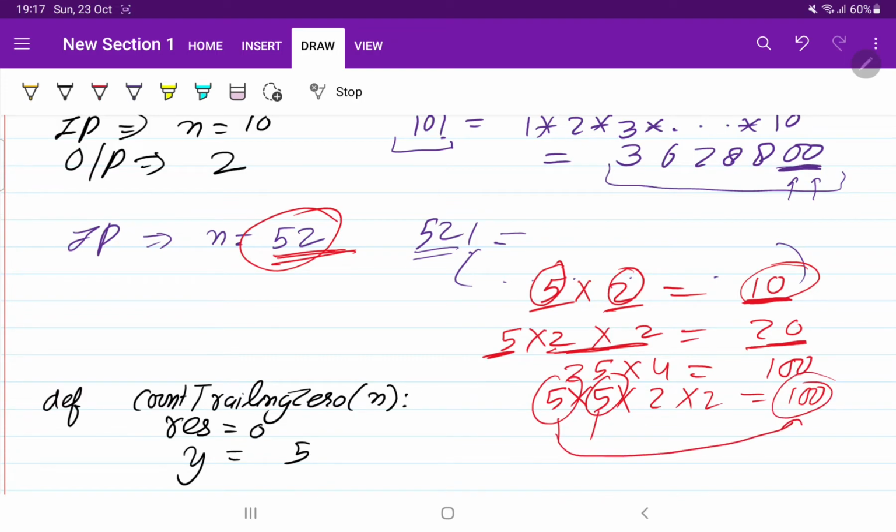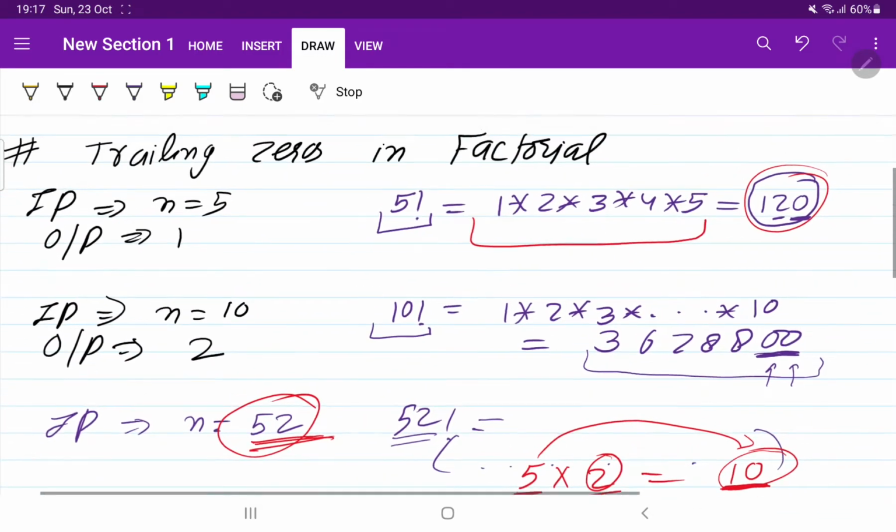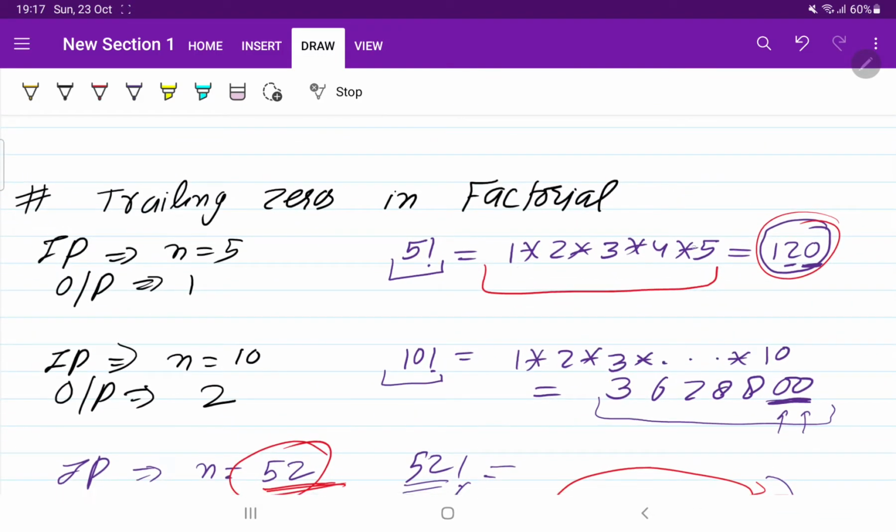Okay, so we got to know how 0 is formed. 0 is formed by the multiplication of 5 into 2. But the number of 5s present in a number equals the number of zeros that are present. Let us take the example of this factorial. In this factorial also, how many 5s are there? One 5 is there. So how many zeros are there? Only one zero.